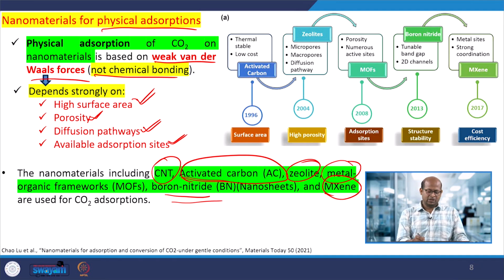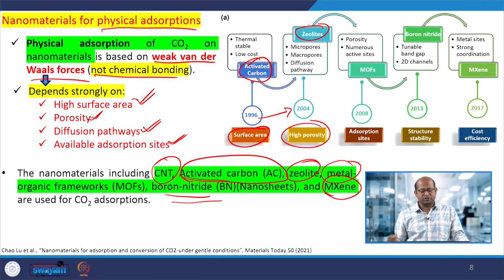So initially activated carbons were used, which are very low cost and have high thermal stability and high surface area, so those materials can be used. And later in the year 2004, high porosity materials, that is zeolites, were used for the separation of CO2. They consist of different types of micropores and macropores, so they are much better than activated carbons.